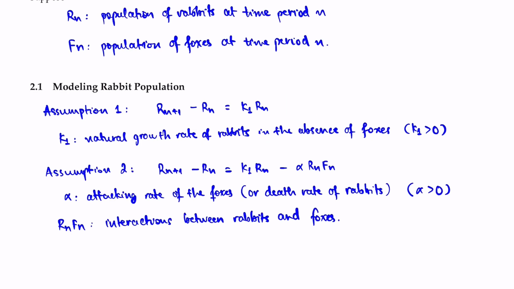So that's it for the assumptions on the rabbit population, and we're going to use this equation, which I call equation 1, in the system of difference equations for the ecosystem that we want to analyze. Now we're going to move on to come up with a model for the fox population, and we're going to use assumptions 3 and 4 for this fox population.